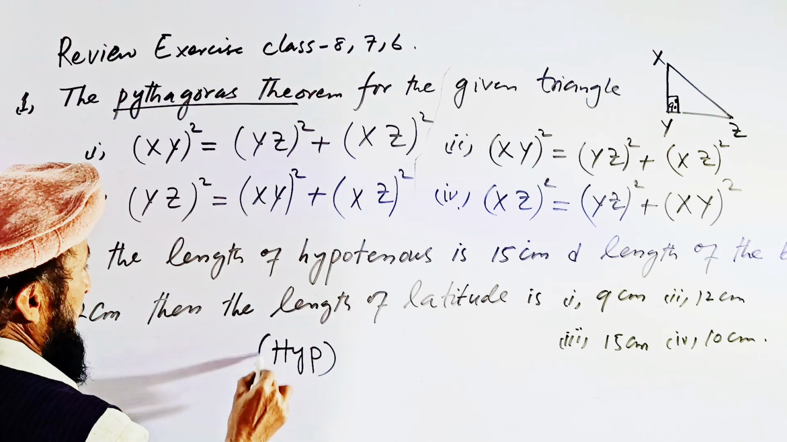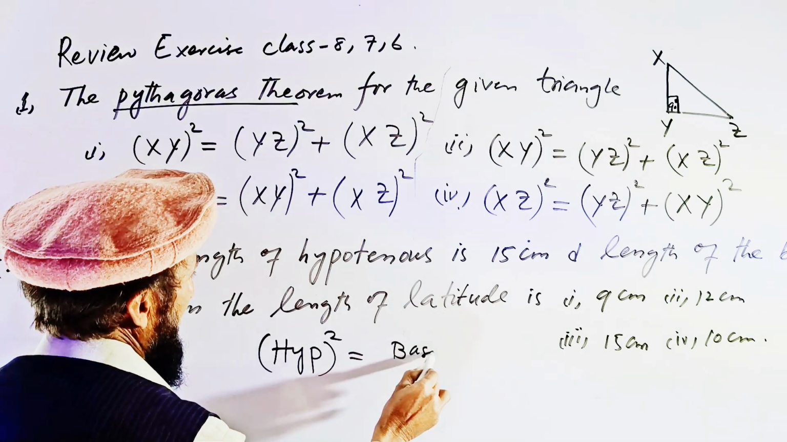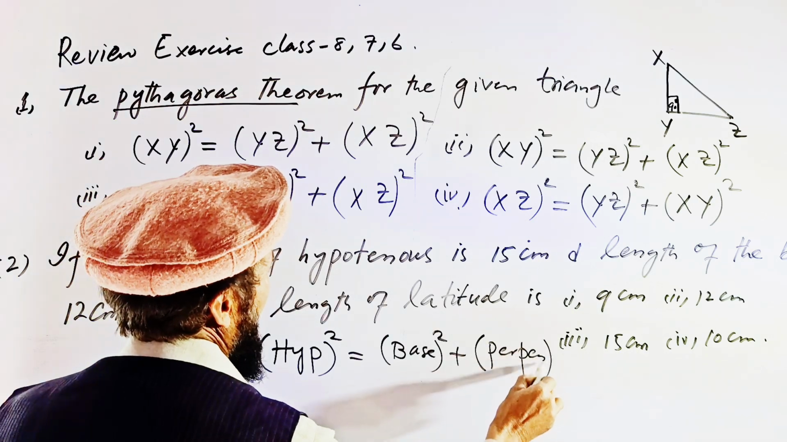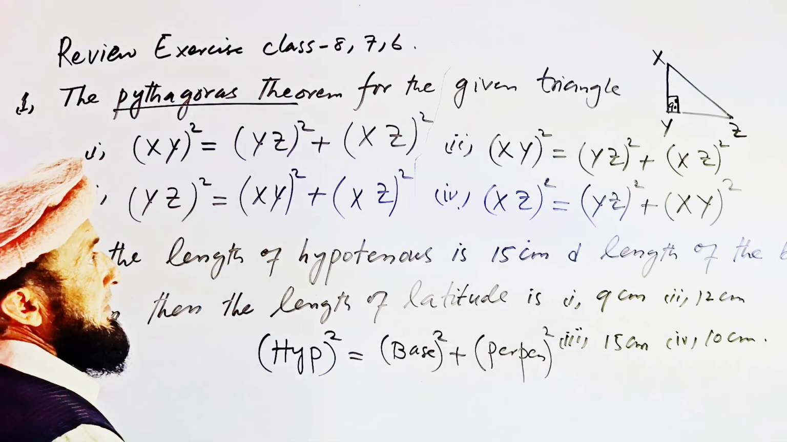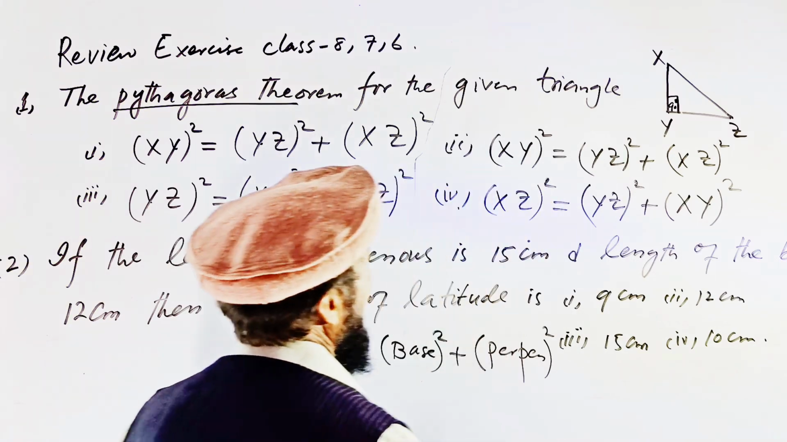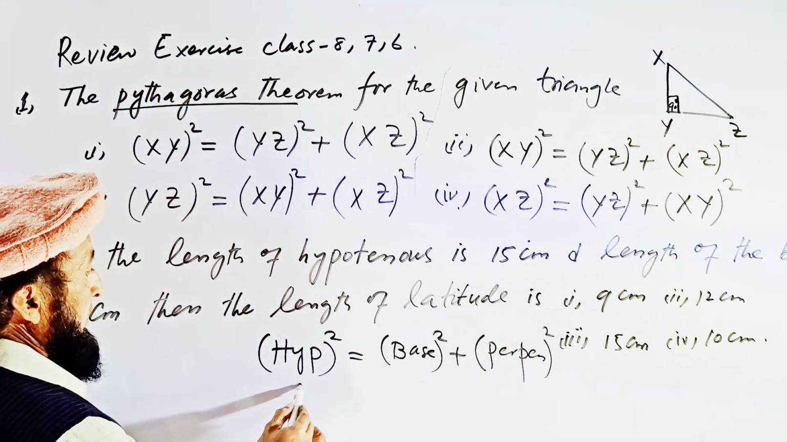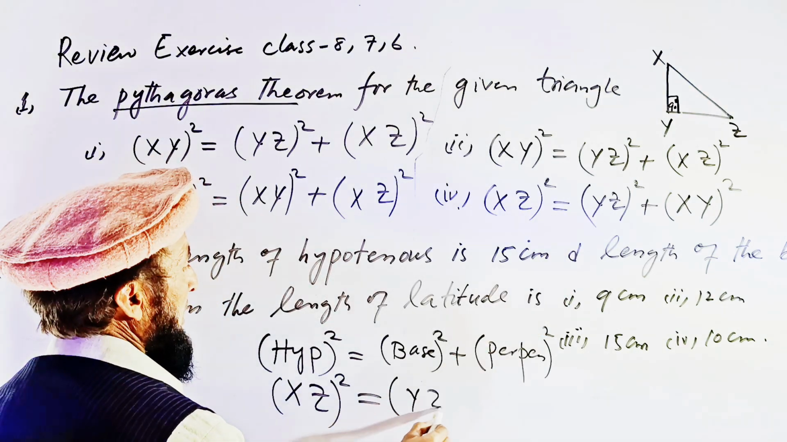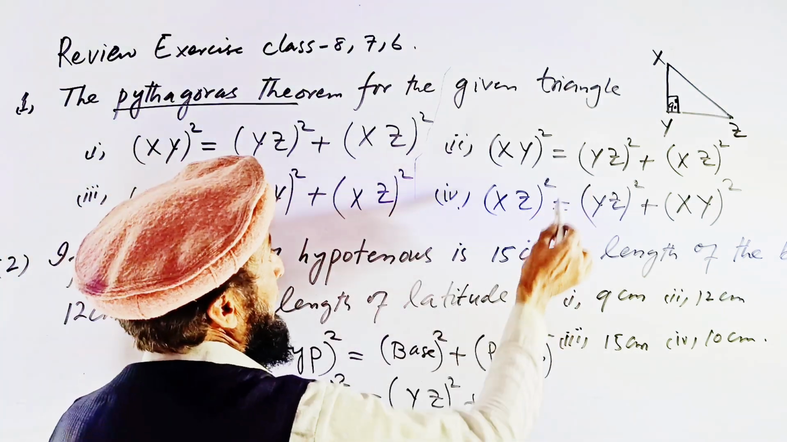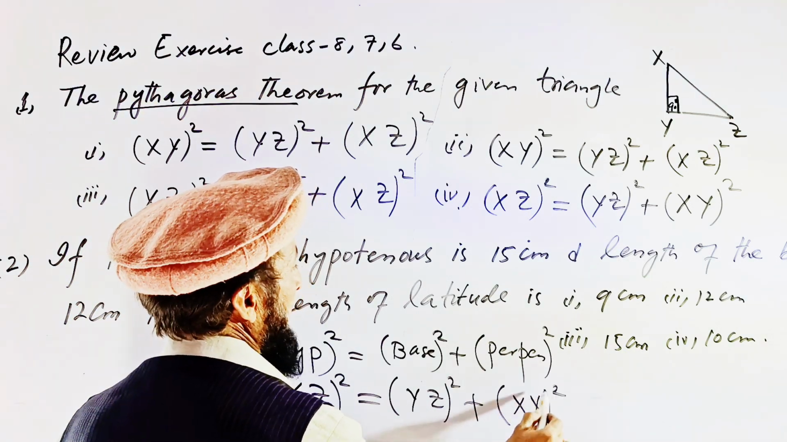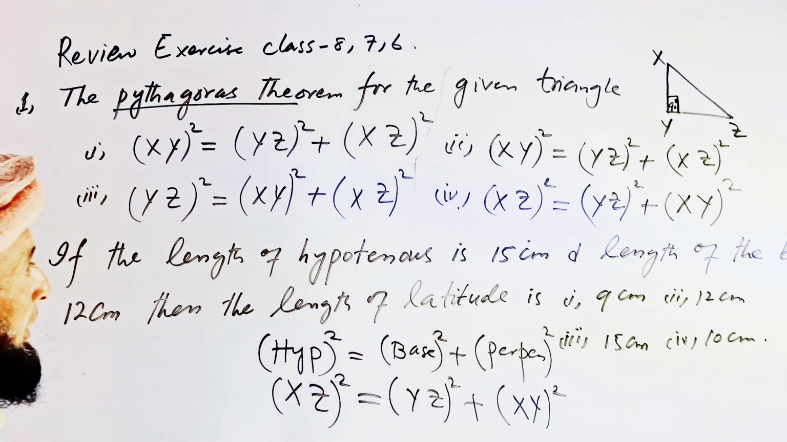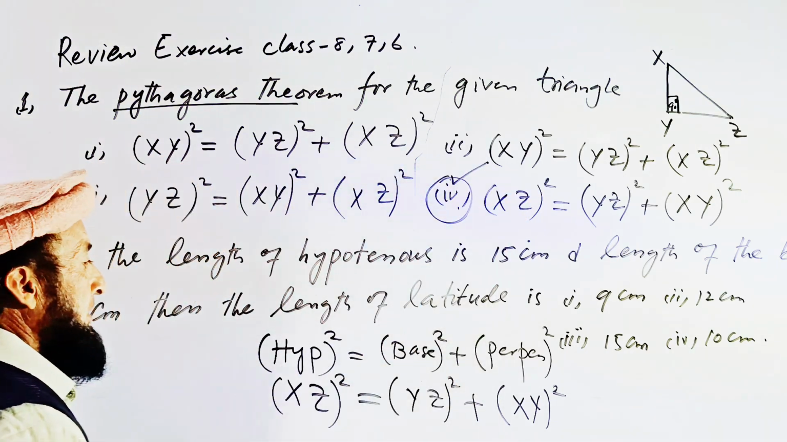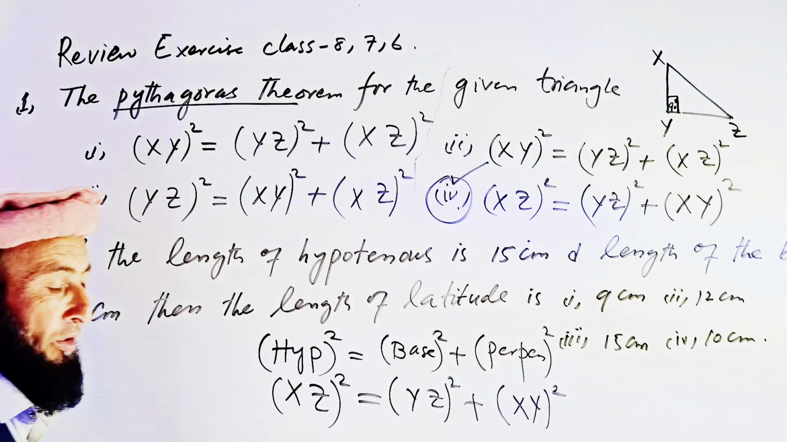hypotenuse whole square is equal to base whole square plus perpendicular whole square. So the hypotenuse in this diagram is XZ, whole square is equal to base YZ whole square plus perpendicular XY. So check our answer in the options. According to the options, option number 4 is the correct option according to the Pythagoras theorem.